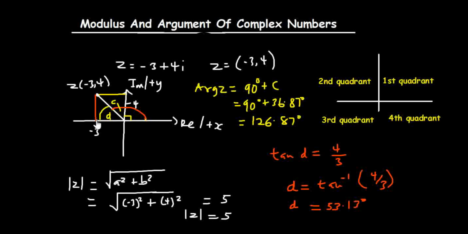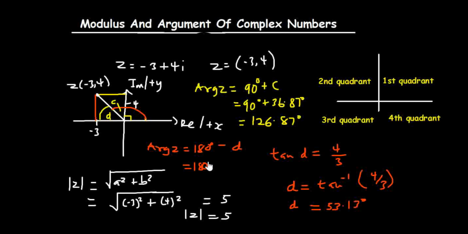But you know that the sum of the angles on a straight line is equal to 180. And then we know this part is 53.13 degrees. So for us to find the remaining angle, we will subtract this angle D from 180. So you have the argument of Z equal to 180 degrees minus the angle D.